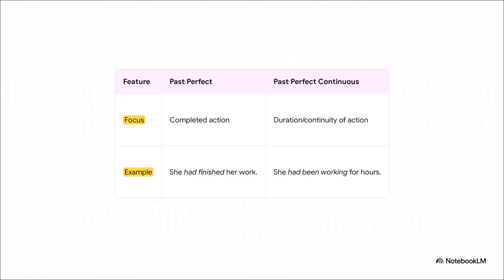Now check this out. If I say, "She had finished her work before I arrived," what does that tell you? It tells me the job was 100% done. It's a snapshot of a completed task. But if I say, "She had been working for hours before I arrived," now the focus is totally different. It's on the effort, the time she put in. Maybe the work was finished, maybe not. That's not even the point. The point is the long process. It's the same situation, but a completely different story.